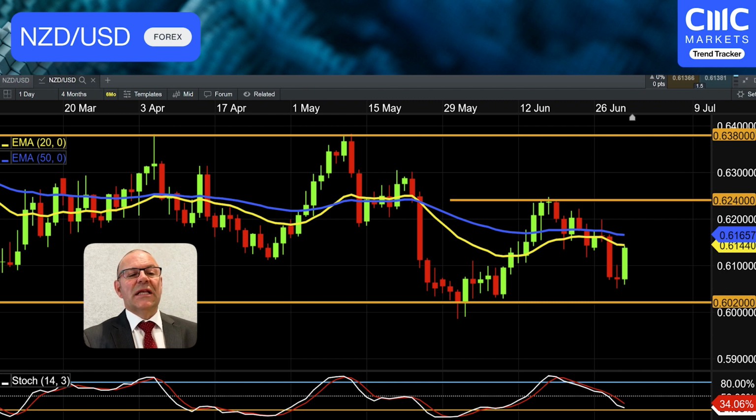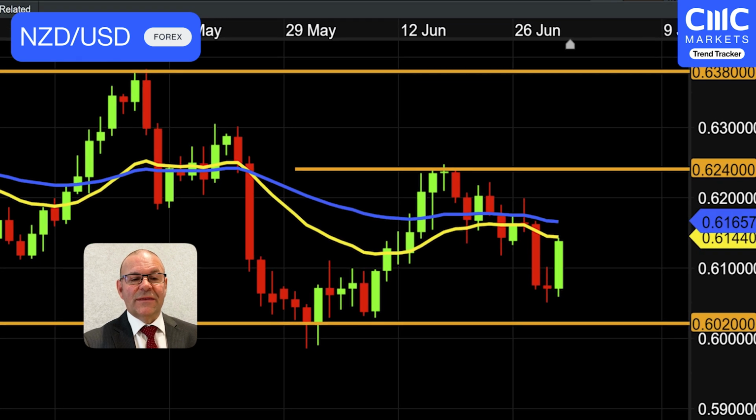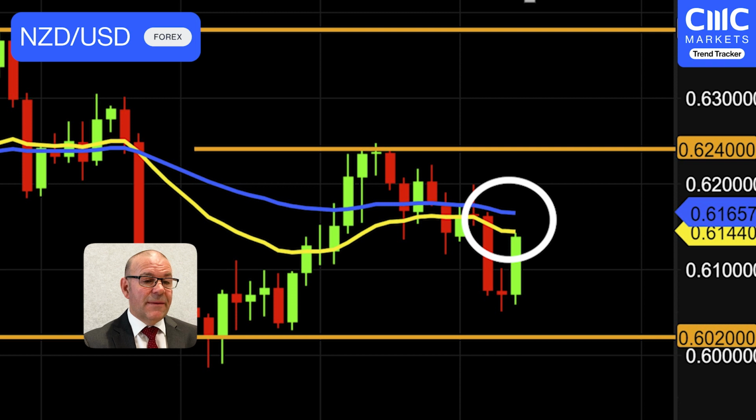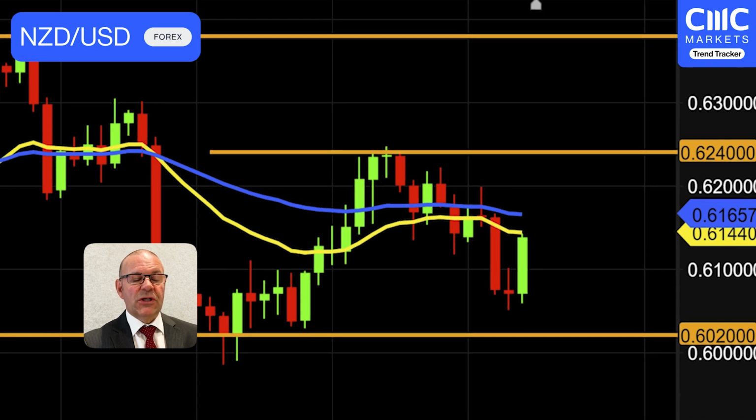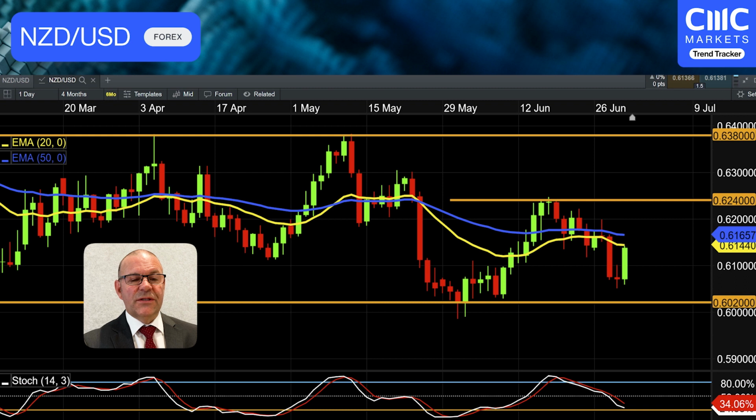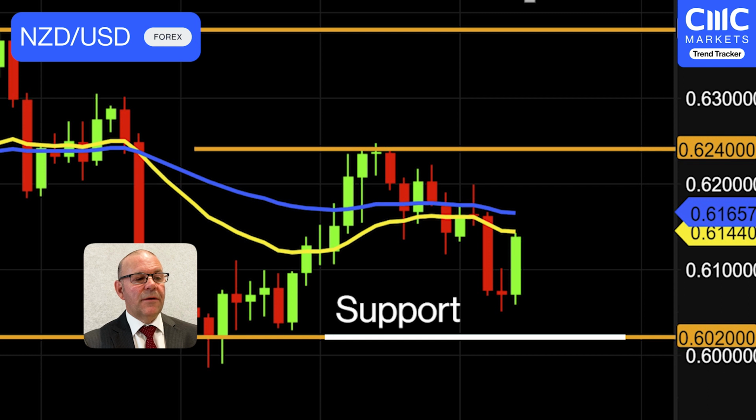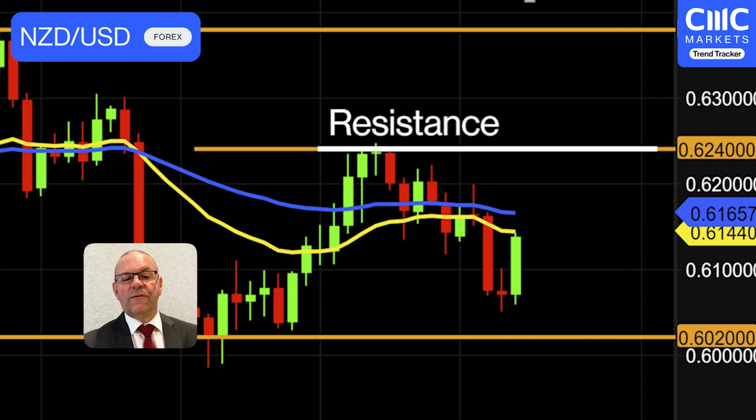Now, this technical picture is a little bit different to the Aussie, where prices are trending lower, and that's supported by the fact that the 20 EMA is below the 50 EMA, the yellow below the blue, which tends to support that downtrend. Kiwi US has failed and topped out around that 62.40 mark, and the stochastics also picked the turning point there as well. From this point onwards, the horizontal support line around 60.20 will be key, and 62.40 resistance on the top side is worth noting.